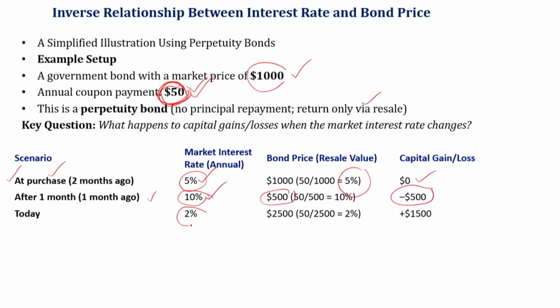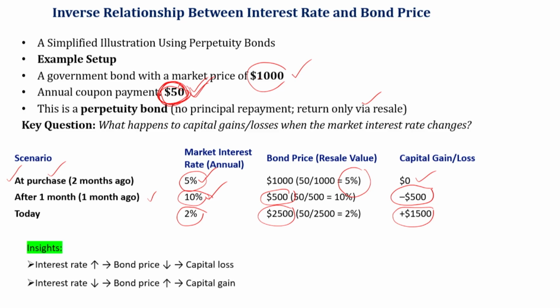Now suppose the rate of interest is 2%. With conditions remaining the same, this perpetual bond will provide you $50. But when the market rate of interest is 2%, to get $50 as the return you need to invest 2500. That means the bond you bought 2 months ago, you can now sell at 2500, a gain of 1500. This is the key insight: when interest rates rise, bond prices decline and you make a capital loss, and when interest rates decline, bond prices increase and you make a capital gain.